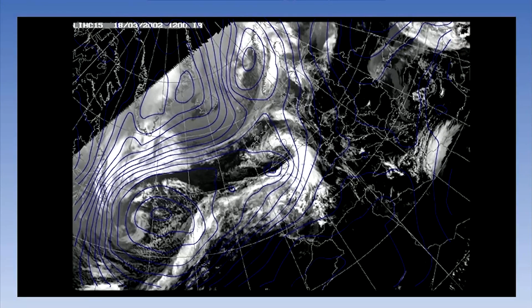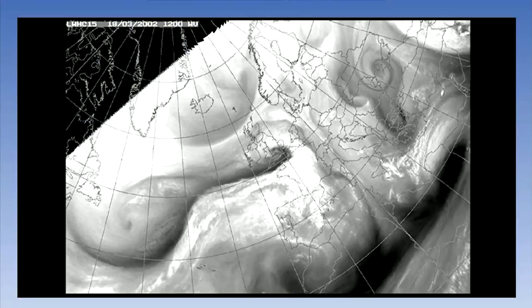Now, let's take a look at that same picture, but through the lens of the infrared channel. You'll notice the same features we spotted on the visible image, but it's much easier to identify another frontal system to the north that was a bit vague before.